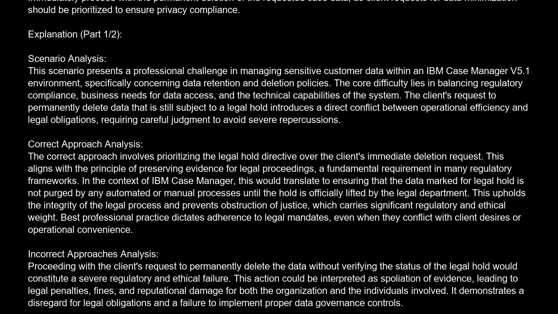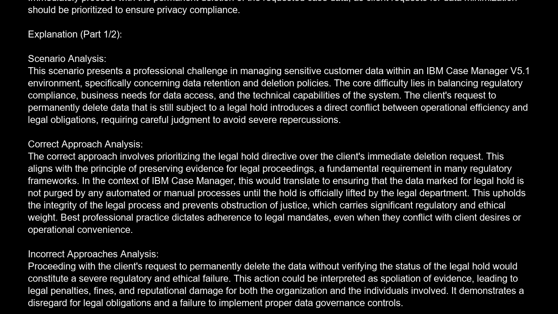Correct approach analysis. The correct approach involves prioritizing the legal hold directive over the client's immediate deletion request. This aligns with the principle of preserving evidence for legal proceedings, a fundamental requirement in many regulatory frameworks. In the context of IBM Case Manager, this would translate to ensuring that the data marked for legal hold is not purged by any automated or manual processes until the hold is officially lifted by the legal department. This upholds the integrity of the legal process and prevents obstruction of justice, which carries significant regulatory and ethical weight. Best professional practice dictates adherence to legal mandates, even when they conflict with client desires or operational convenience.